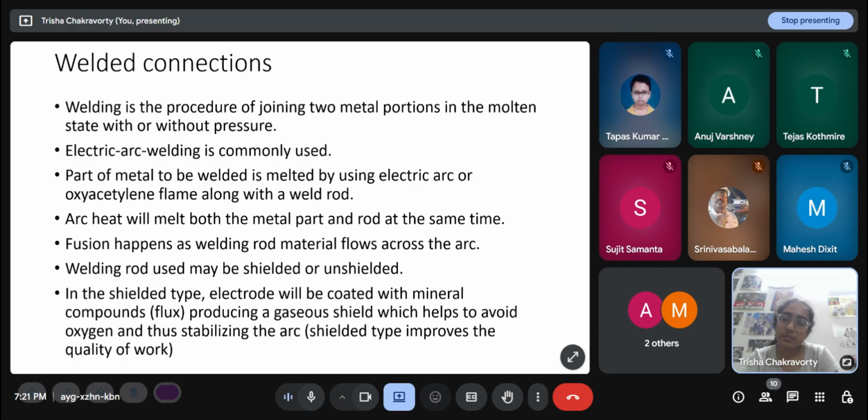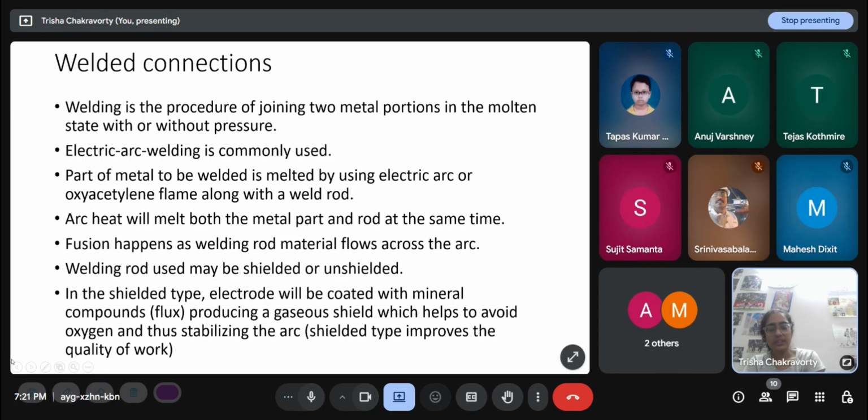The part of the metal to be welded is melted by using an electric arc or oxyacetylene flame along with a weld rod. So the sparks, those golden sparks we see at a construction site, that is welding going on. Arc heat will melt both the metal part and the rod at the same time, and fusion happens as the welding rod metal flows across the arc.